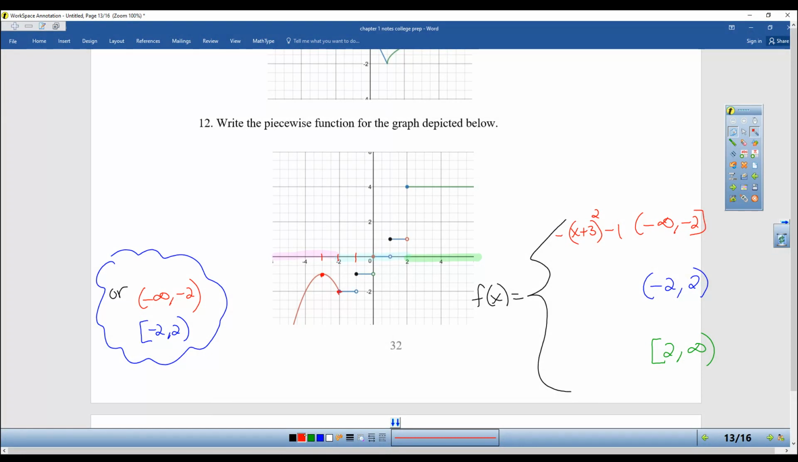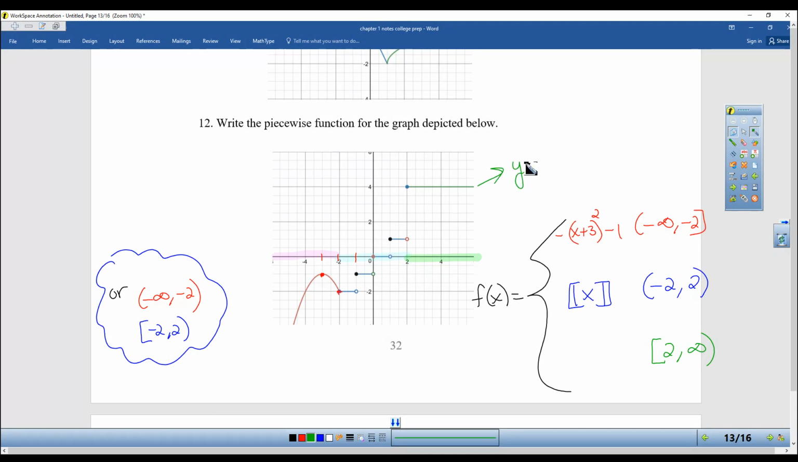Blue one is the step function. Hopefully you recognize it. You can do it with a single bracket. I've seen it with a double bracket. I'll take either. It hasn't been moved left, right, up, or down because its main step is going from 0 to 1. The last one is just the line.